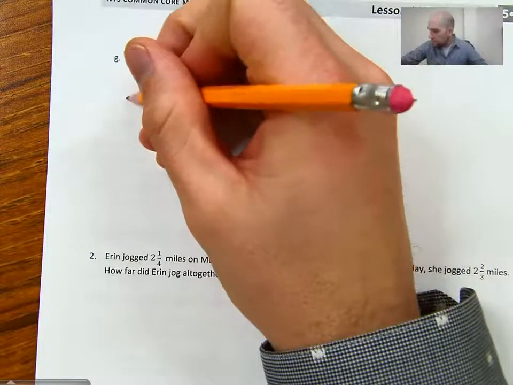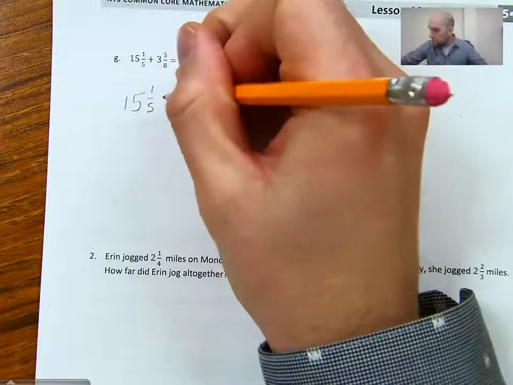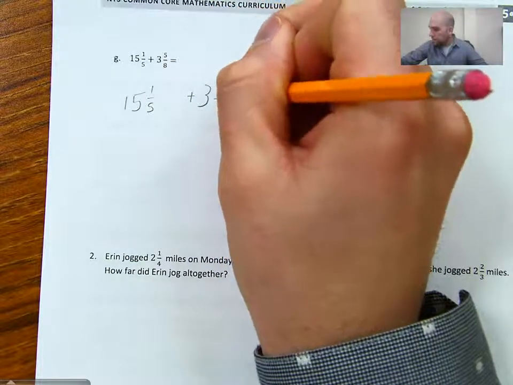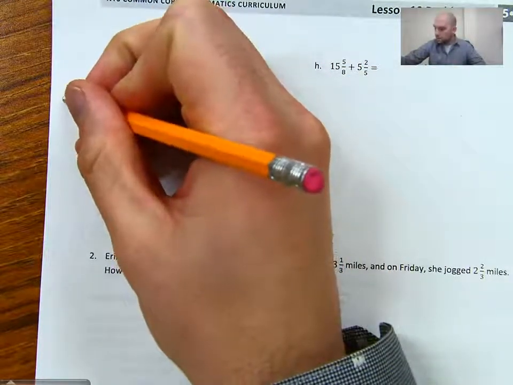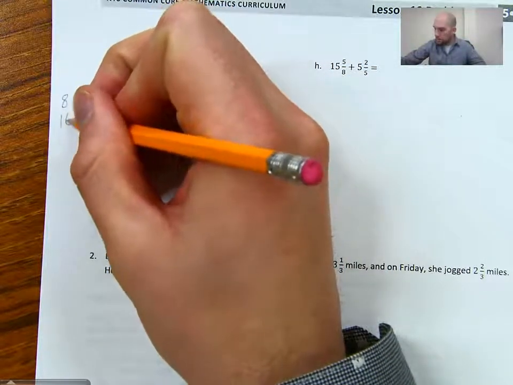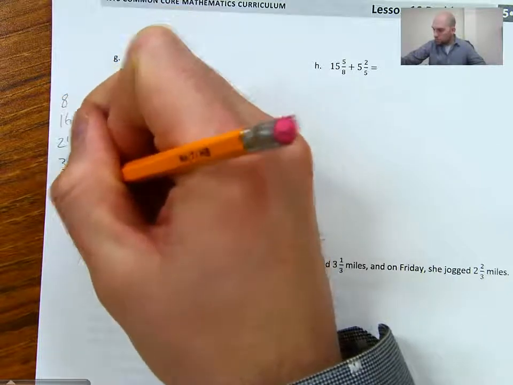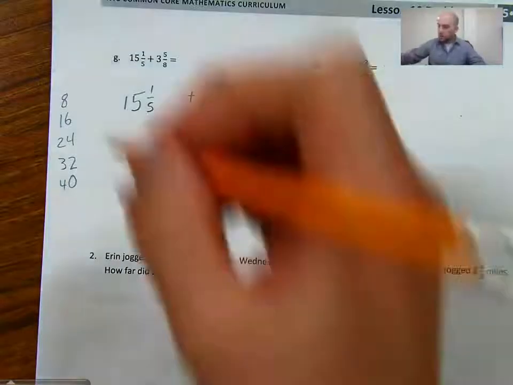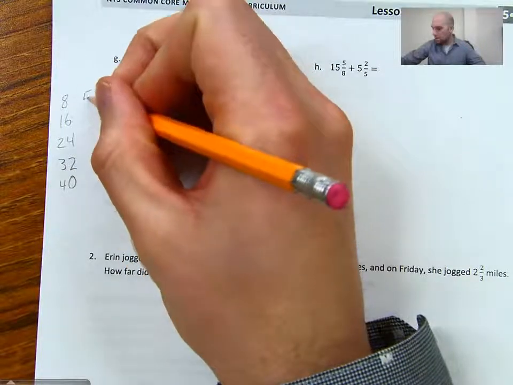So we have 15 1/5 plus 3 5/8. Let's try to find our common denominator here. I'm going to start by doing 8, 16, 24, 32, 40. Well, 5 times 8 is 40. And I don't see any multiples of 5 here. Nothing that ends in a 5 or a 0.